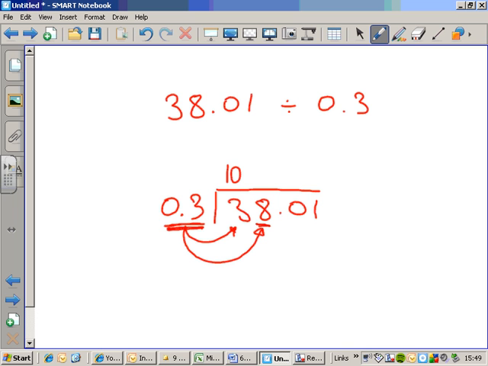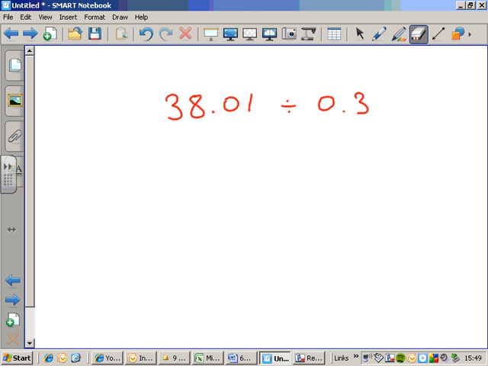How many lots of 0.3 go into 8? Oh dear, there'll be 20 something, won't it? And you can see where you're going to get a rather messy answer here, and in fact an answer that makes no sense. So we can see that dividing by a decimal is actually not entirely straightforward.